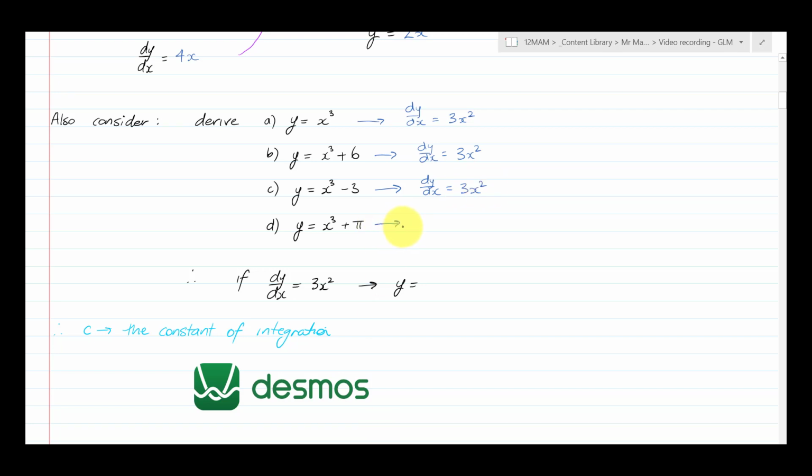If y equals x cubed plus pi, well, dy/dx just equals 3x squared, because in each case that constant just disappears as part of the process of differentiation. So what this means as a corollary is if dy/dx equals 3x squared, well then y is equal to x cubed, but there might actually be a constant there. That might be plus 6 or minus 3 or plus pi or any other number that exists in our real number system. So what we do instead is we introduce a constant of integration.